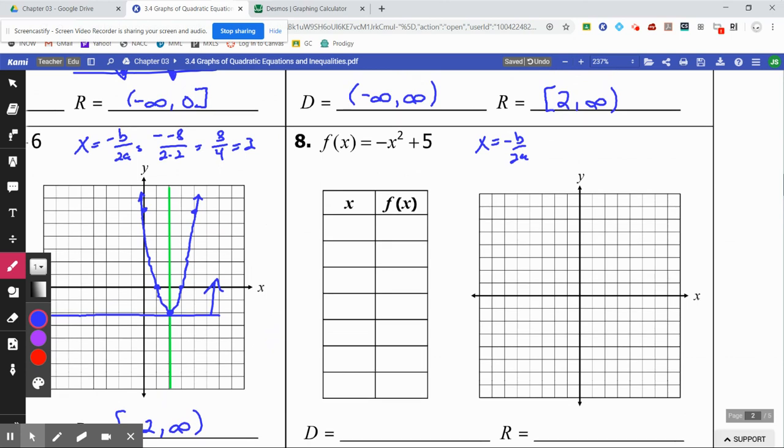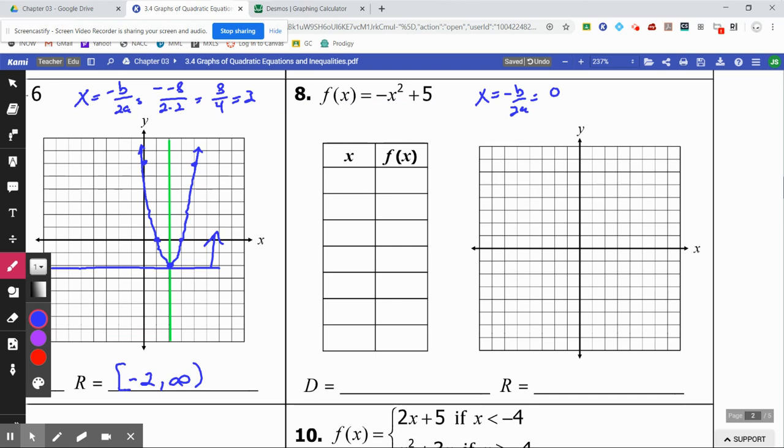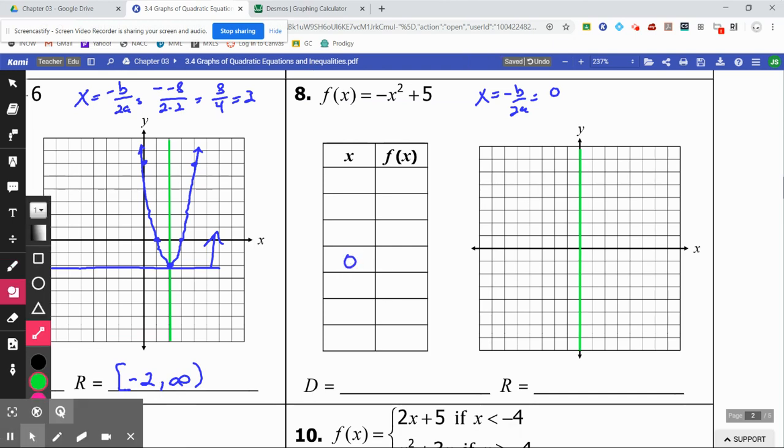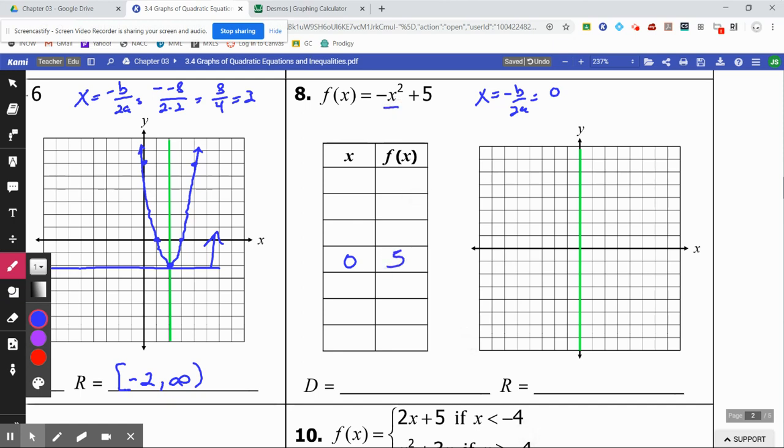Okay, now, negative b over 2a on this one. My b value is missing, so I'll have negative 0. It doesn't matter. 0 divided by anything will be 0. So if your b value is missing, it's always going to be 0 as your axis of symmetry. In order to find our vertex, again, we're going to plug that 0 in. You get 0 plus 5. That's pretty easy. So (0, 5) is going to be our vertex, which is right there.